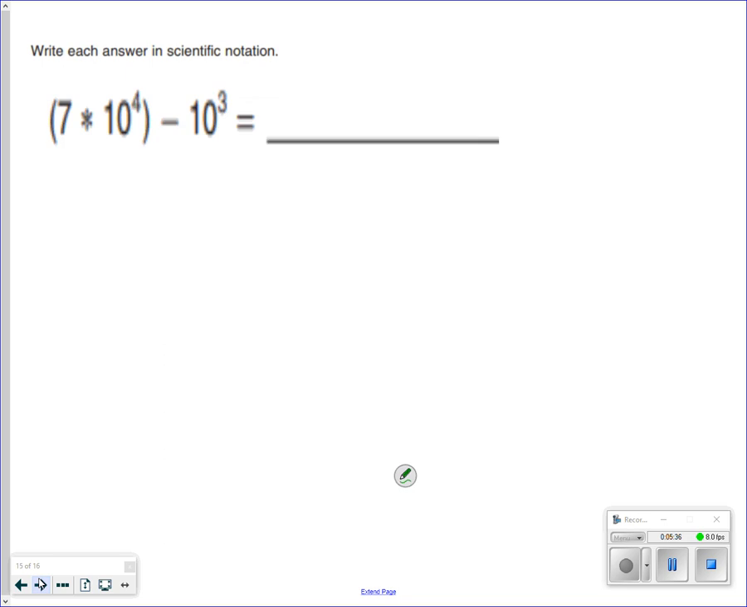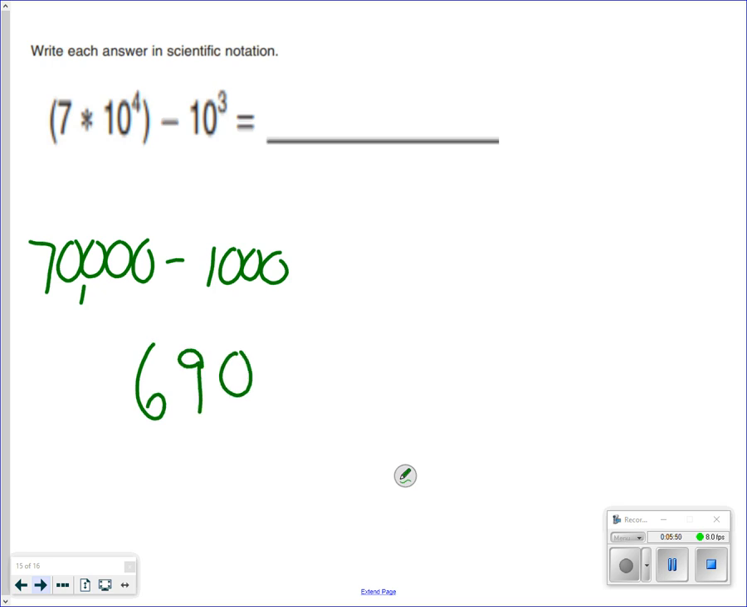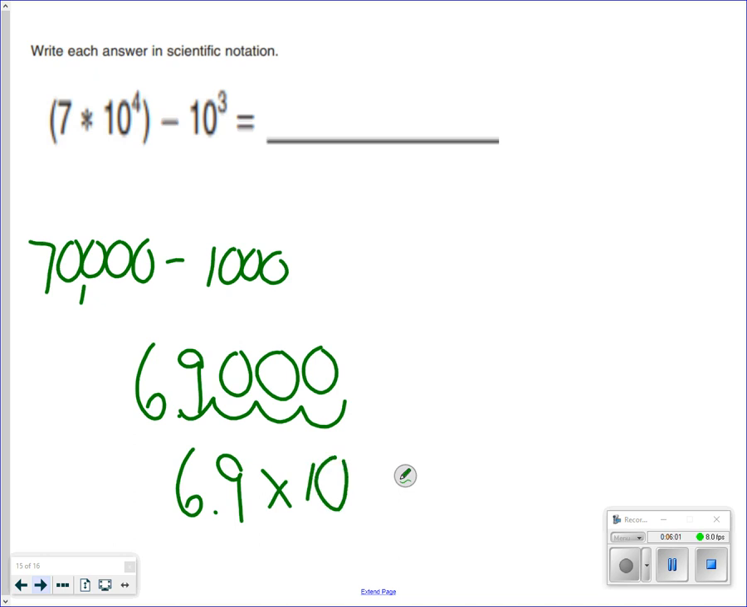Next problem. 7 times 10 to the 4th power. For the 7, I have 4 zeros, so I'm at 70,000, minus 1 with 3 zeros, minus 1,000. That means I'm at 69,000. I'd write this as 6.9. If I put the decimal there, I have 1, 2, 3, 4 numbers after the decimal, so I do times 10 to the 4th power. My answer is 6.9 times 10 to the 4th power.